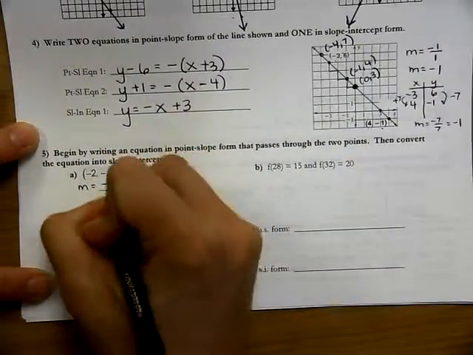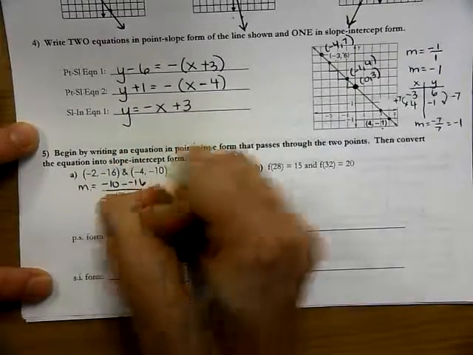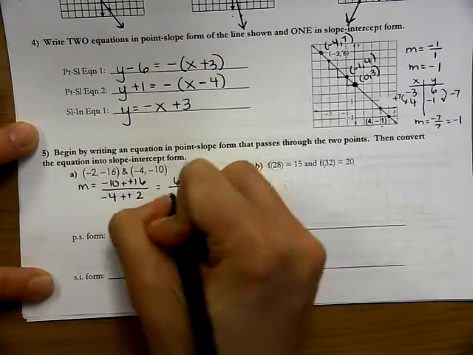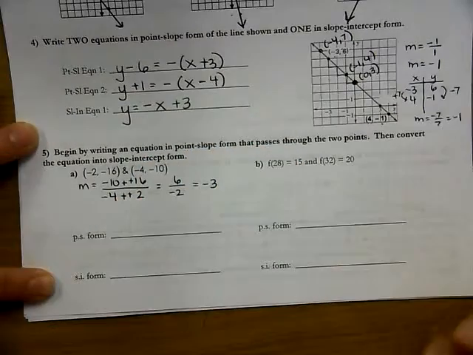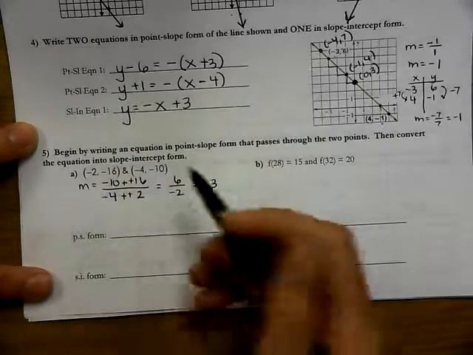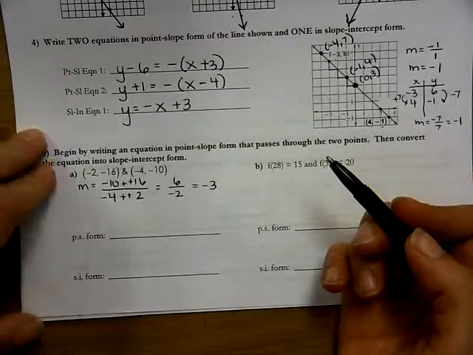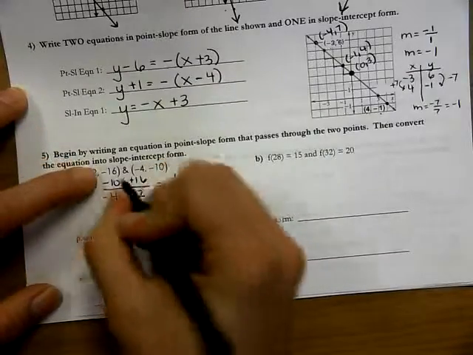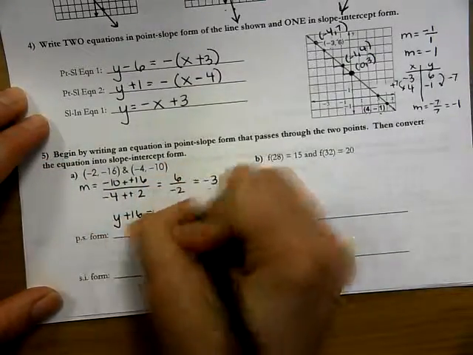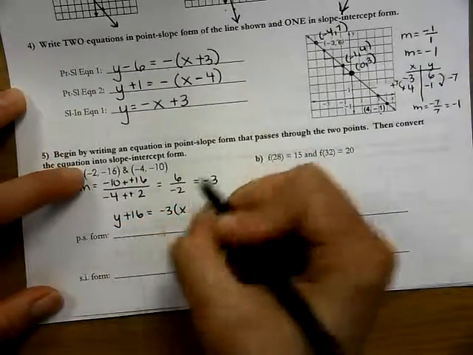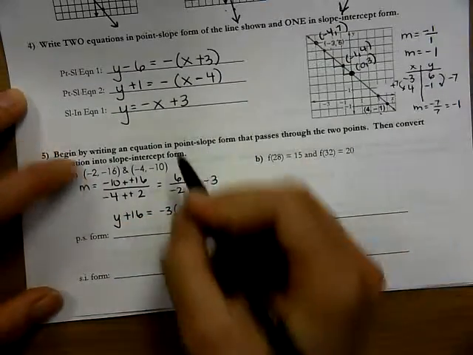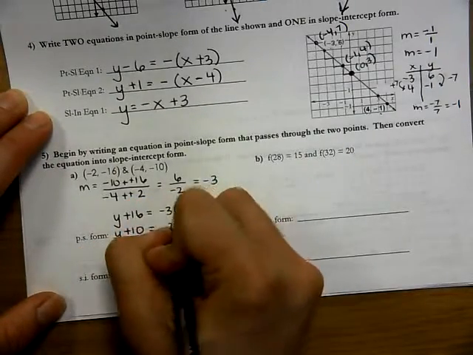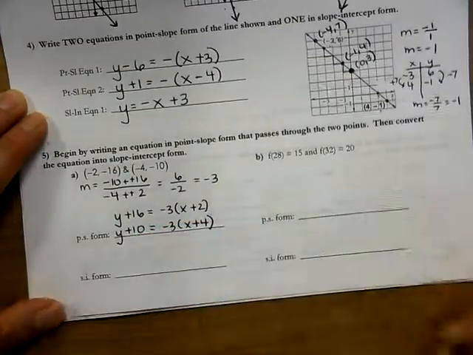y2 minus y1 over x2 minus x1. So this is really plus 16, so that'll be a positive 6 over a negative 2. The slope will be negative 3. So in point slope form, I can choose either one of these points. It doesn't matter. So one equation could be y, that's a negative 16, so I'll see plus 16 equals the slope times x, I'll choose this one, plus 2, the opposite sign. Or if I use that point, y plus 10 equals negative 3 times x plus 4.